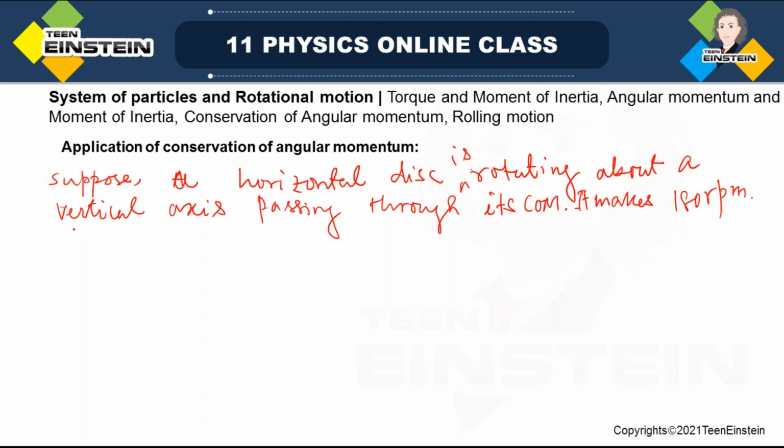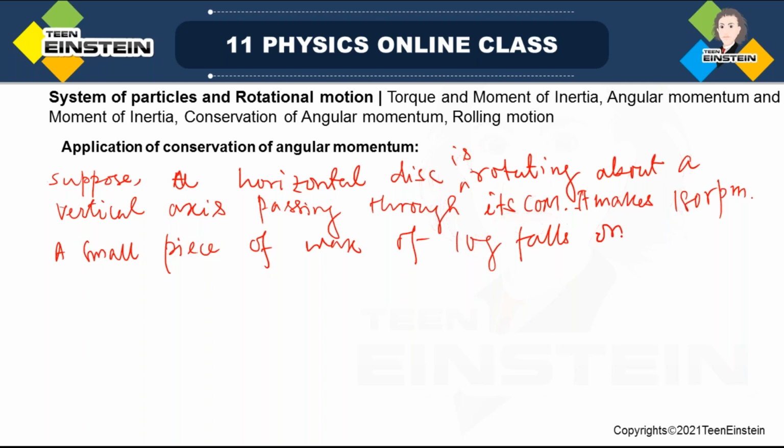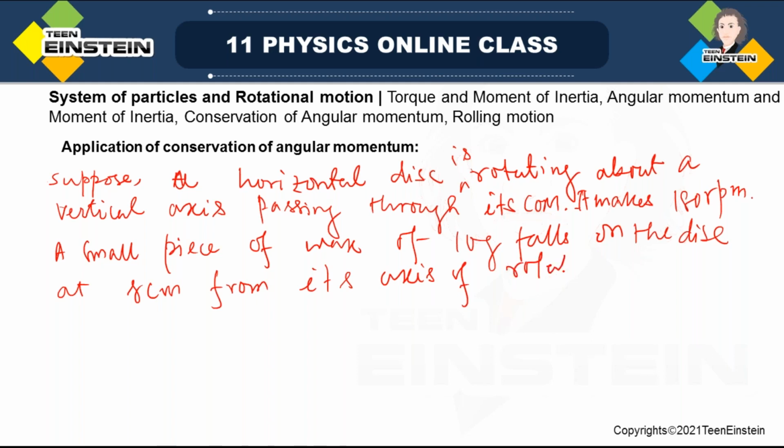A small piece of wax of, suppose, 10 gram falls on the disc at 8 centimeter from its axis of rotation.